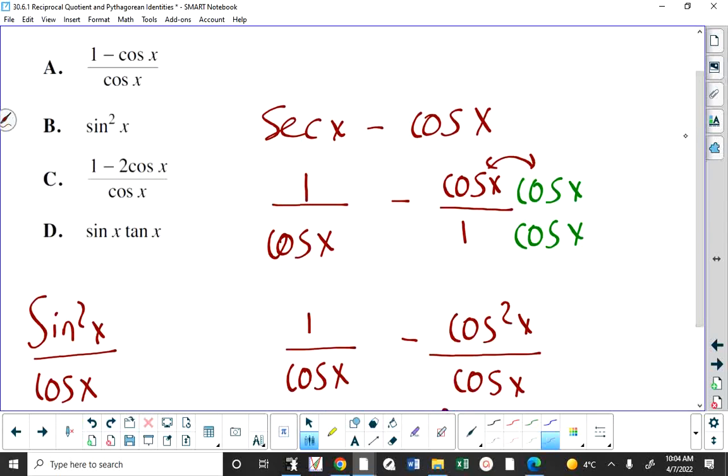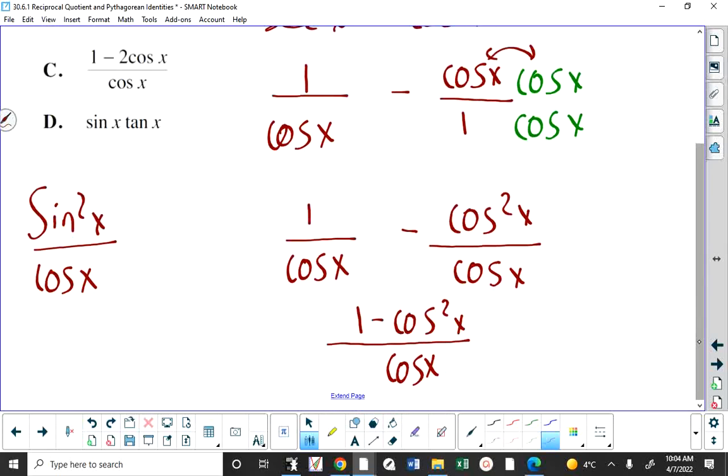It isn't. But this is sine of x over cos of x. So we have sine of x times tangent of x.